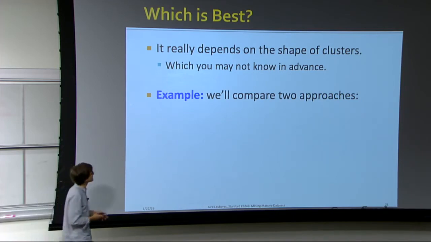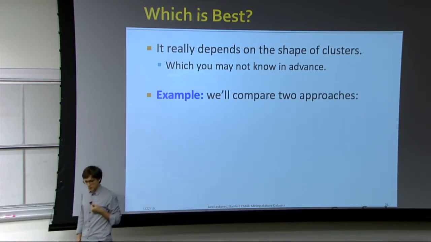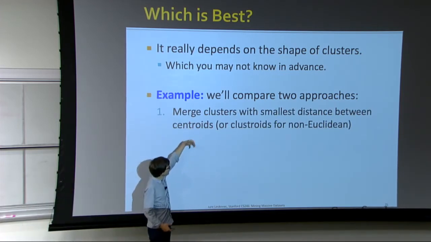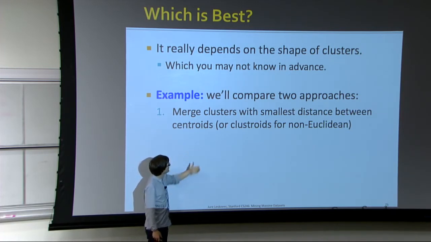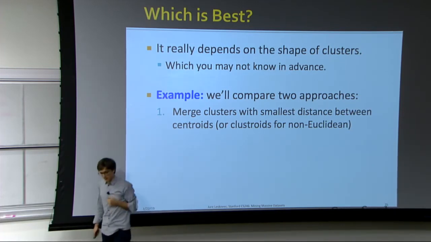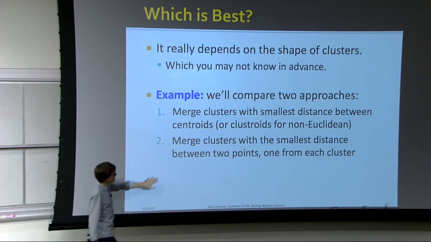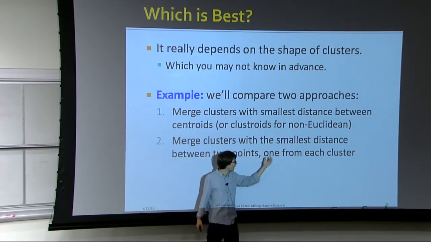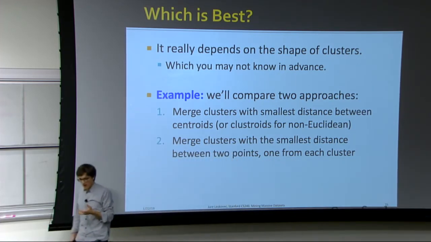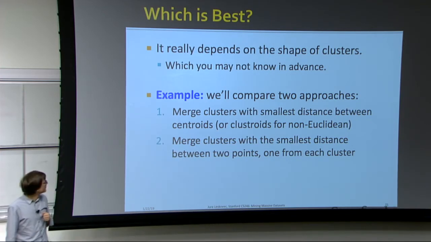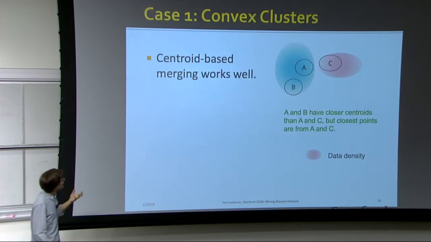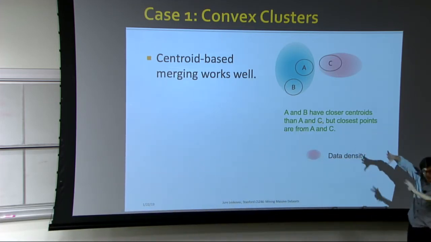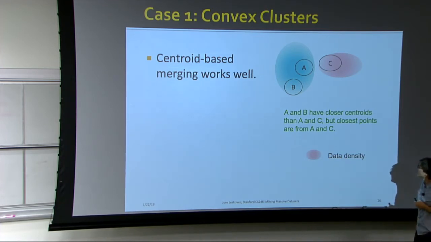So let me give you one example to give you this intuition of what may happen. If we take clusters and merge them based on the smallest distance between the centroids, this would be one approach. And another approach would be to merge clusters with the smallest distance between any two points, one from one cluster, one from another cluster. How would these two approaches differ? So imagine I'm given data that looks like this, and these shades are trying to give you the shape of the data.